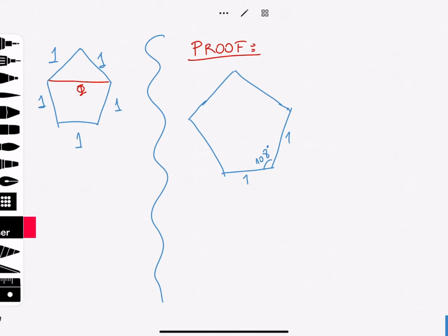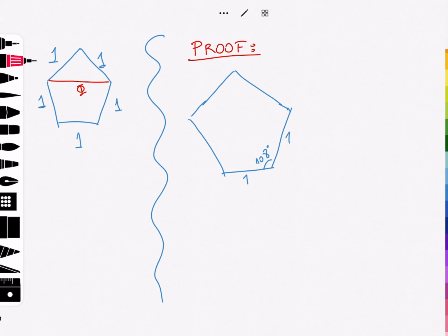The ratio between a diagonal and one side of a pentagon is the golden ratio. Today we're going to do a proof of this. So this is a regular pentagon which has a side length of 1. And to begin with, let's draw two diagonals.